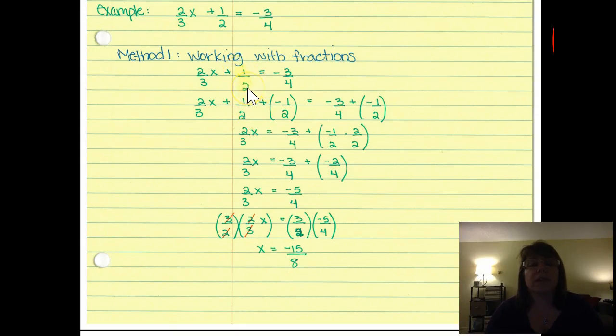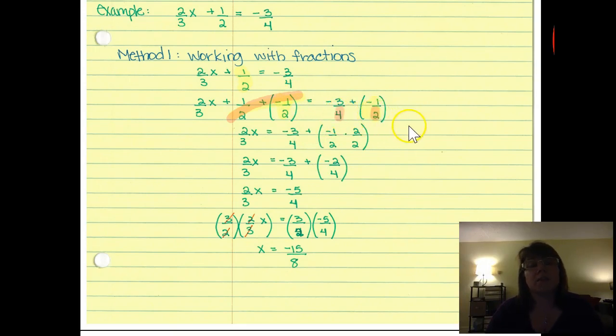Once I move the 1/2 to the other side, I'm going to add the opposite. So in other words, I'm going to subtract 1/2 or add a negative 1/2 to both sides. I do need to find common denominator. So that goes away. The 1/2 is now removed from the left-hand side, and it is moved to the right-hand side.